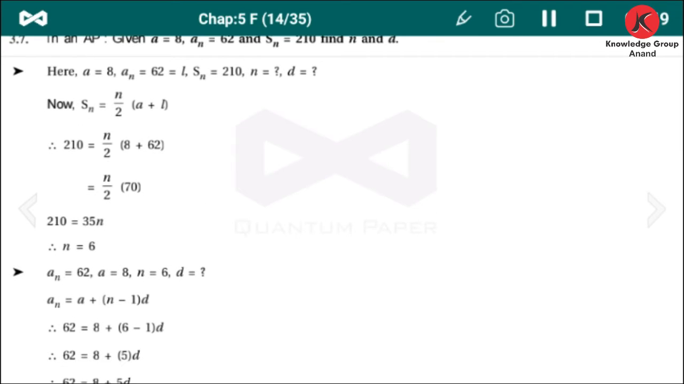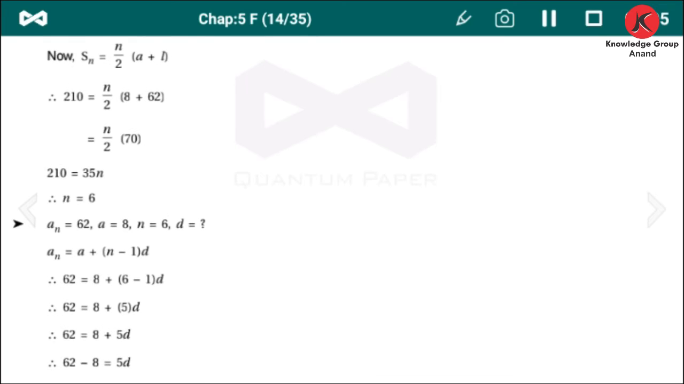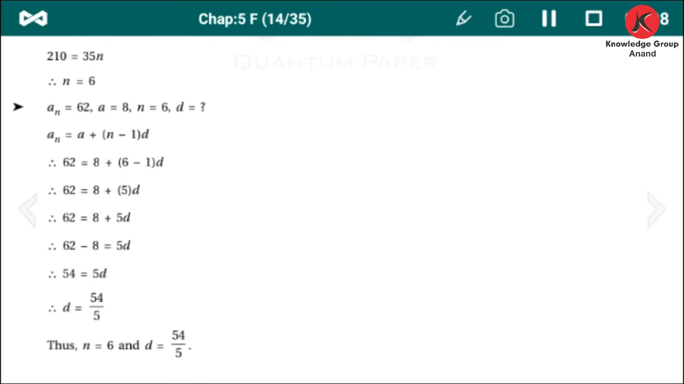In this question, first we find n using the formula Sn is equal to n by 2 into a plus l. We get n is equal to 6. Then to find d, we use the formula an is equal to a plus n minus 1 into d. 62 is equal to 8 plus 5 into d. Then we get d is equal to 54 by 5.